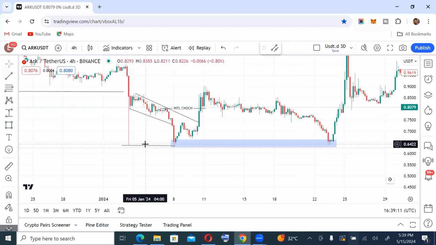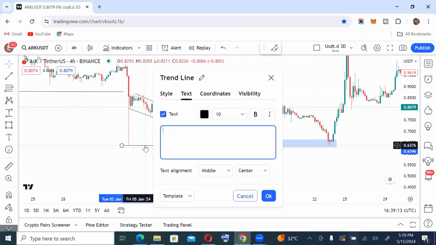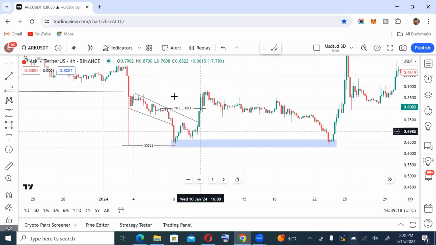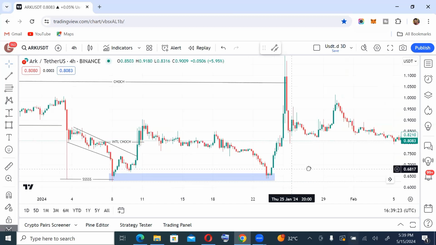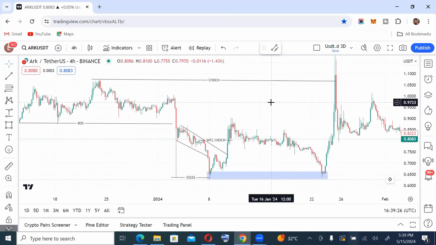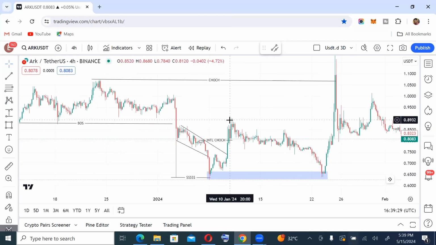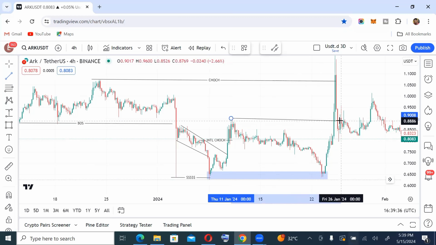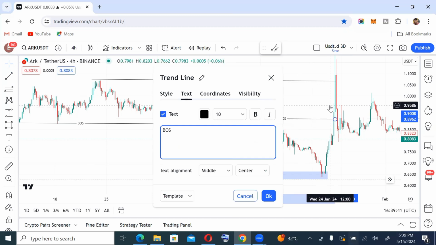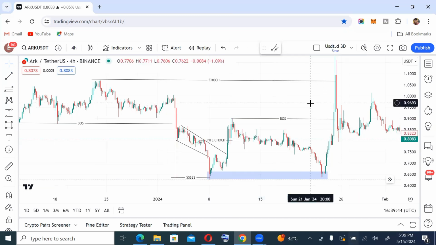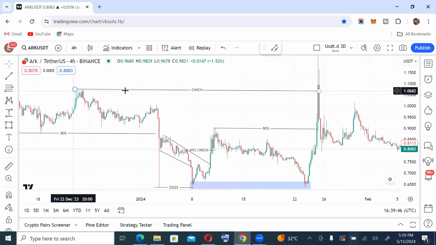Swept liquidity from here. Liquidity was taken out completely. Internal structure changed. Price came back to test here. And then broke structure again. Another BOS internally. This is internal structure. All right, structure again, and then created a choch.